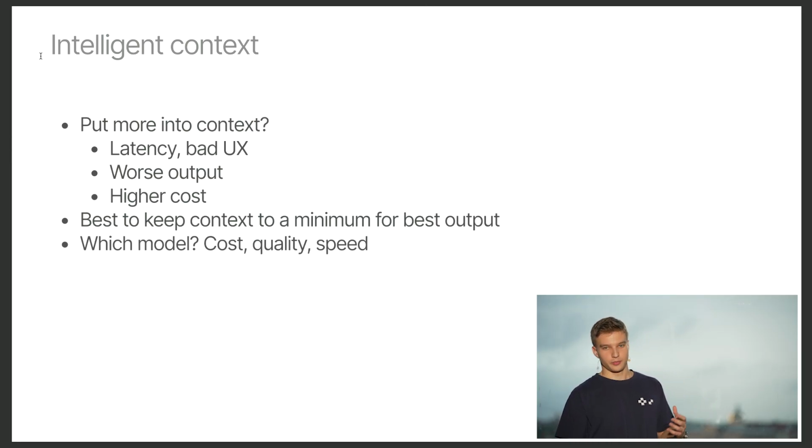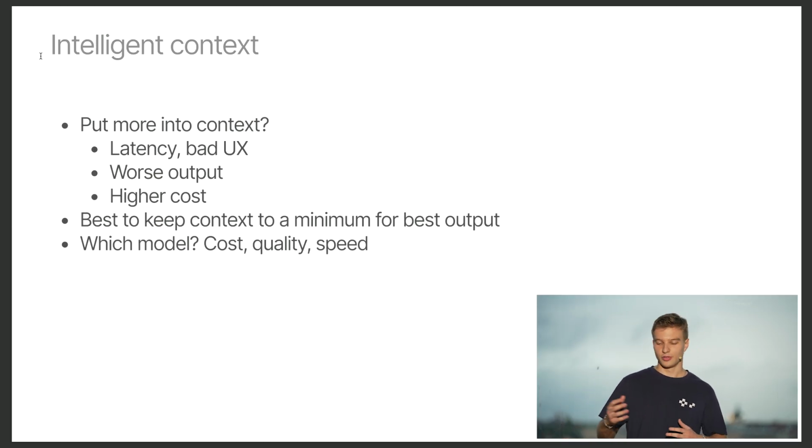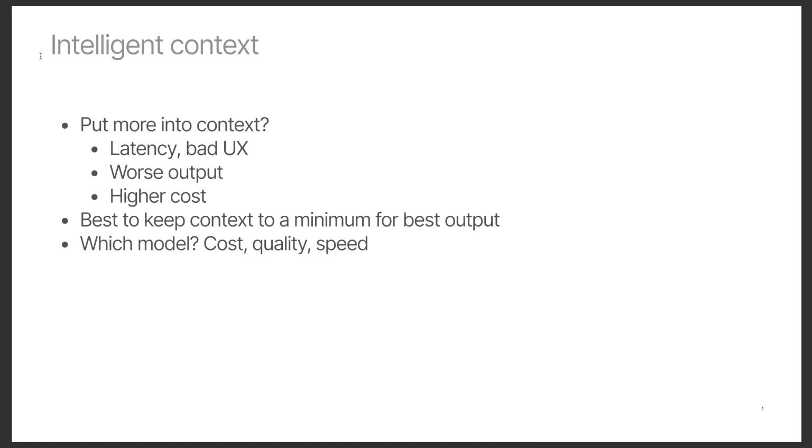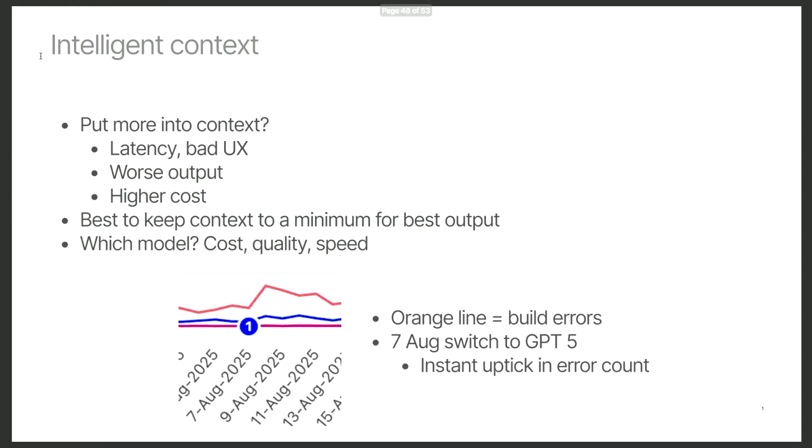Of course, we can also pick different models, but again, it's cost, quality, and speed. The trade-offs, no matter what you pick, you're going to sacrifice something else. Like a concrete example, when GPT-5 came out, we switched our free tier users to GPT-5, and immediately we saw build errors go up for these users. It simply generates worse code than the model we used previously, but much cheaper.